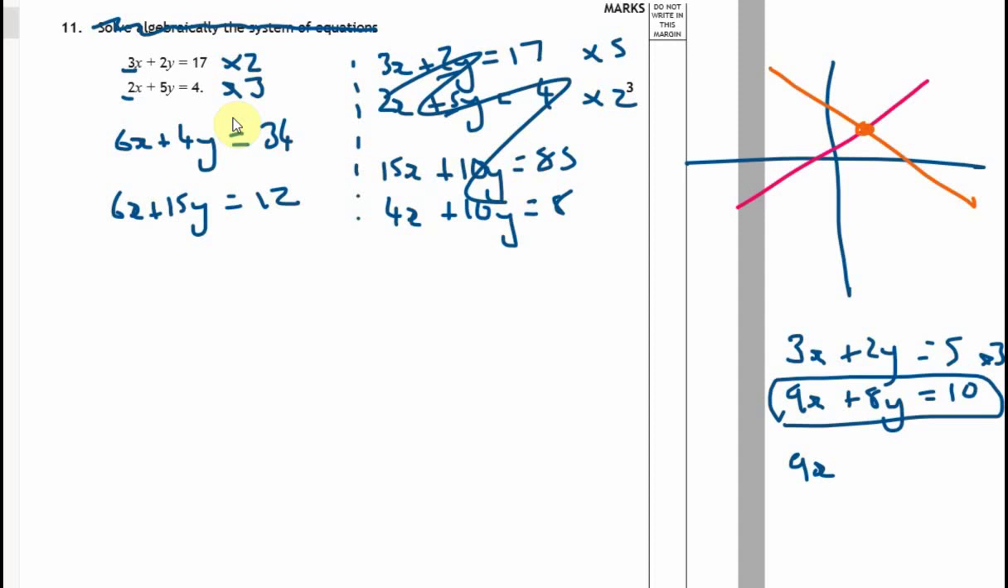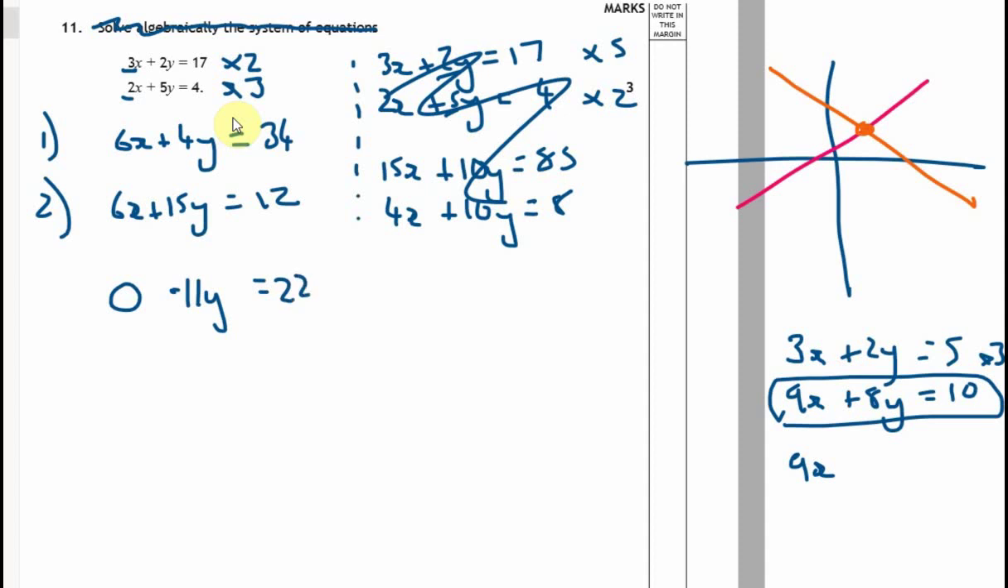So I'm going to call this equation 1, call this equation 2, and I'm going to do equation 1 take away equation 2. I'm going to get 0 for the x's, and then 4 minus 15 is going to give me minus 11y, and 34 minus 12 is going to give me 22.